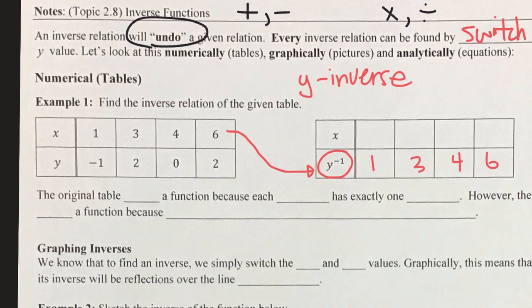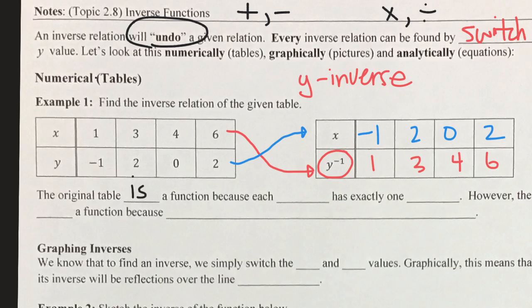The x values from your function become the y values for your inverse. And likewise, the y values for your function become the x values of your inverse, right? We're just switching the x's and the y's. Switch the x's and the y's. So now let's do some analysis. The original table is a function.